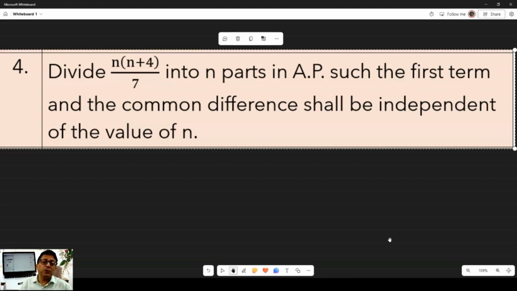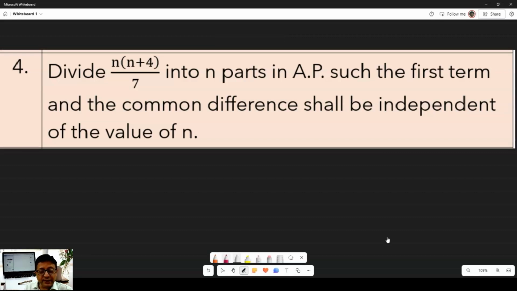N into (n plus 4) by 7, you have to divide. You can take any value of n over there. Suppose I have taken n equal to 14. So this is going to be 14 into 18 by 7, that is 36. 36 you have to divide into 14 parts, such that first term and common difference shall be independent of the value of n. Okay, this is another skill based problem. Let us approach the sum in this manner.